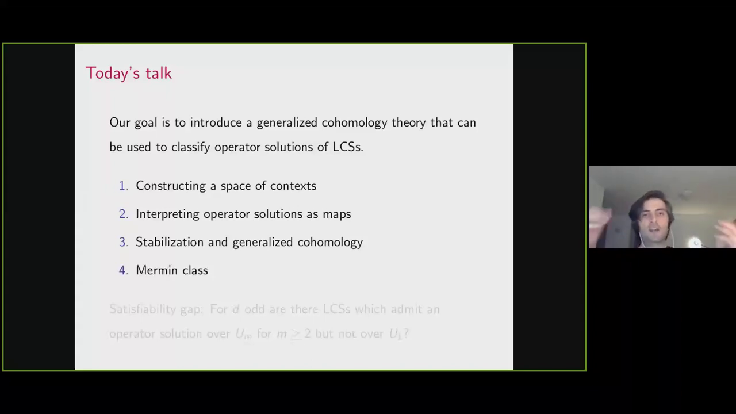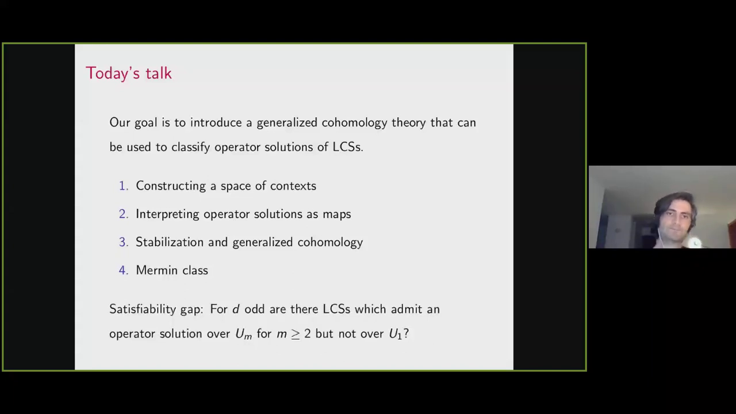And of course, the first example to look at as a linear constraint system is the Mermin square construction and the Mermin star construction. And these two constructions are going to turn out to give the same class. And that class, it probably makes sense to call it the Mermin class in the generalized cohomology theory that will appear.